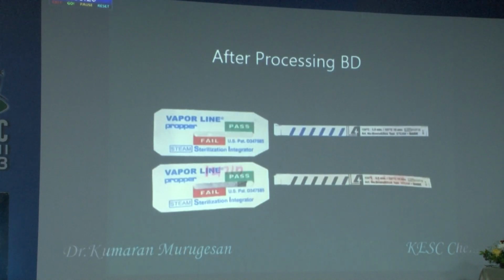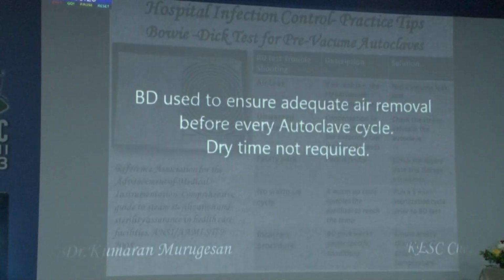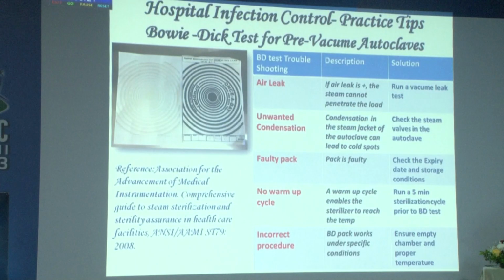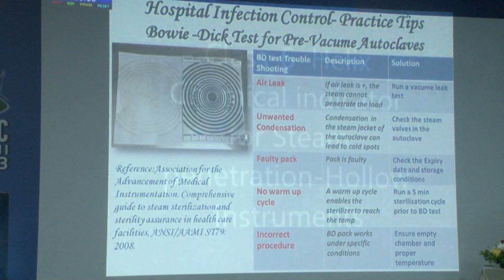And ensure the Bovidic test should not be done along with your other instruments. This tells you the troubleshooting of a failed Bovidic test. The common things are air leak, unwanted condensation, faulty pack. Sometimes a warm-up cycle is needed in certain autoclaves, and an incorrect procedure. You need to educate your staff of what has to be done in the event of a failure.